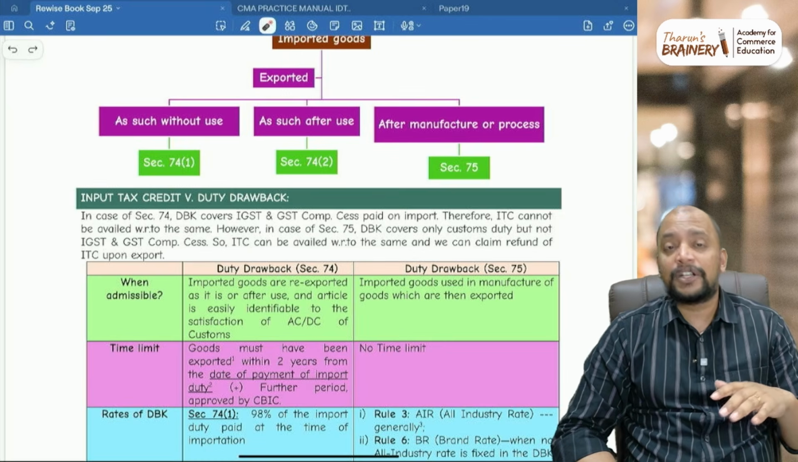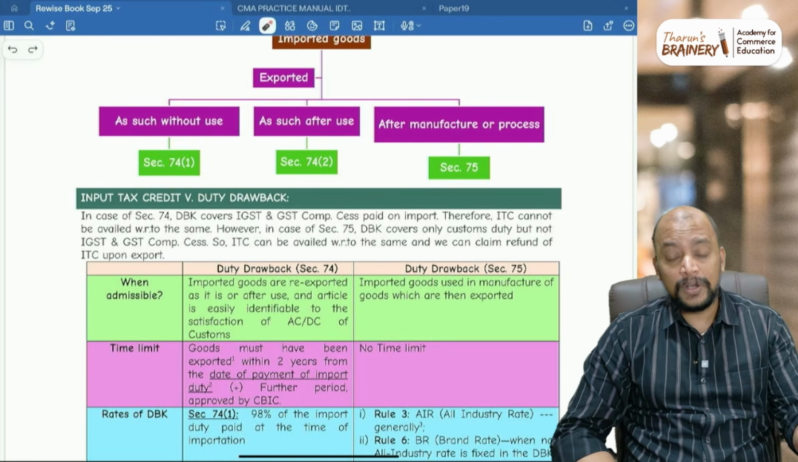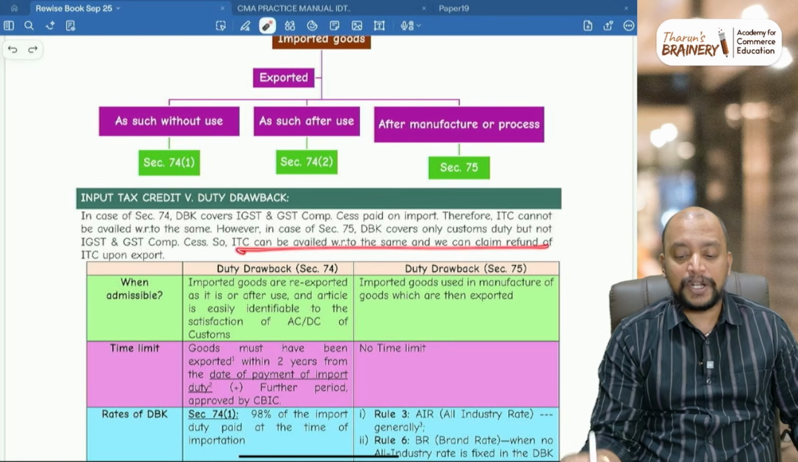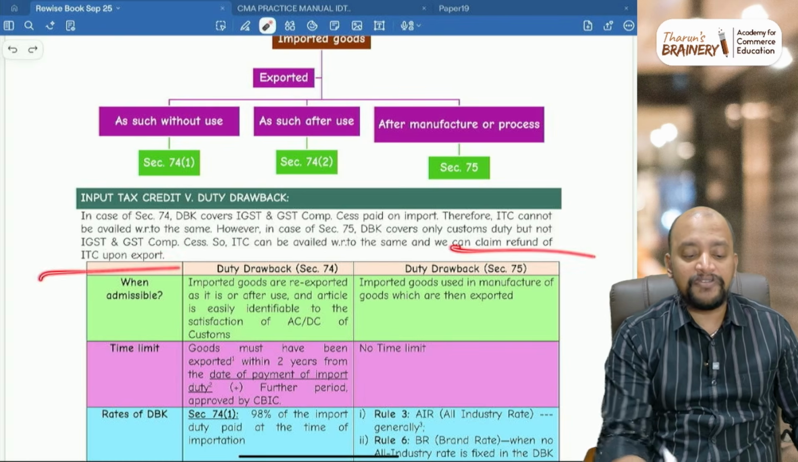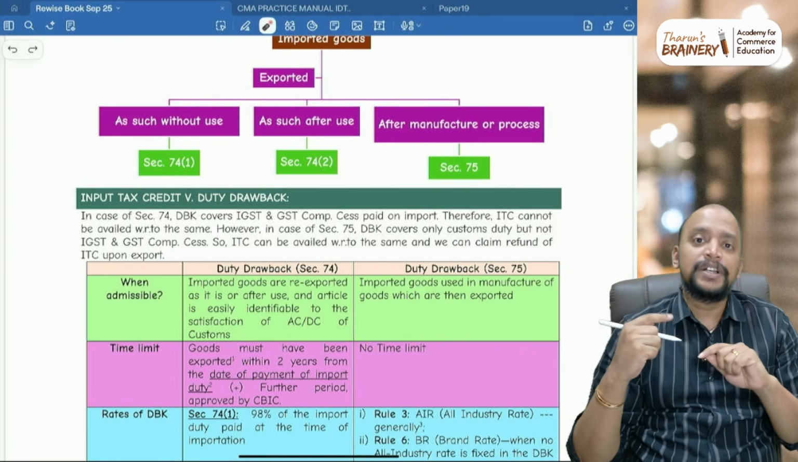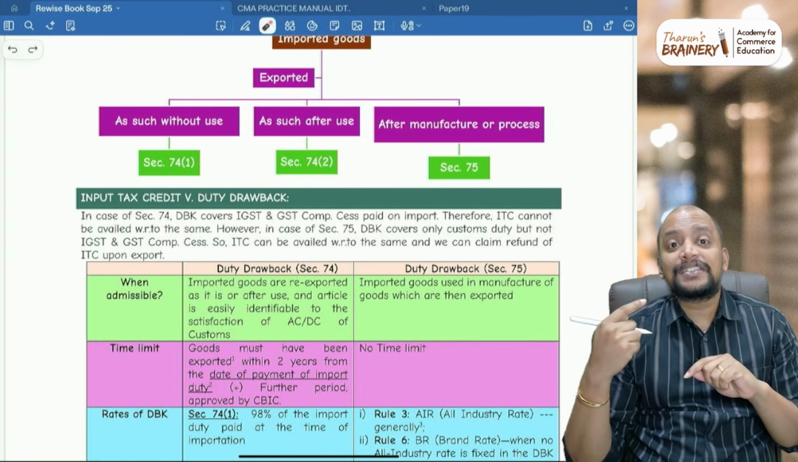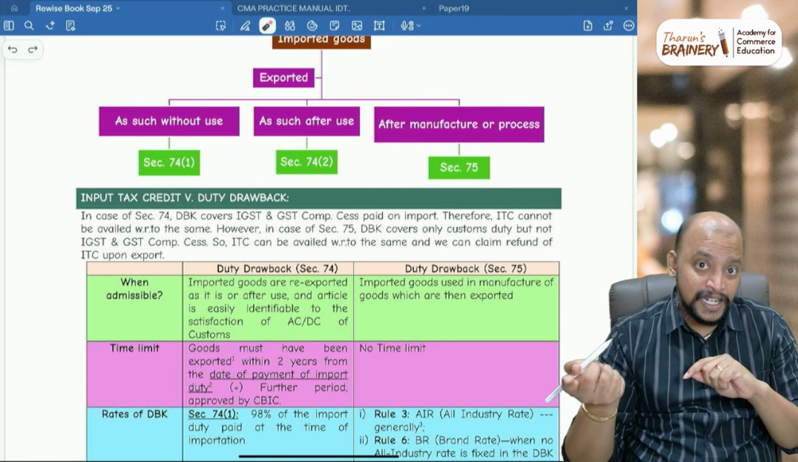Duty drawback is only customs duty, basic customs duty, social welfare surcharge, etc., but not IGST. So ITC can be availed with respect to the same, and we can claim refund of that ITC upon export. So in GST there is zero rated supply. Export is zero rated supply.